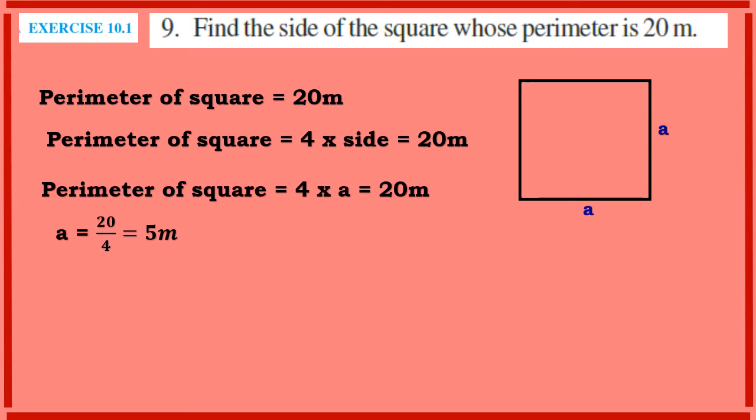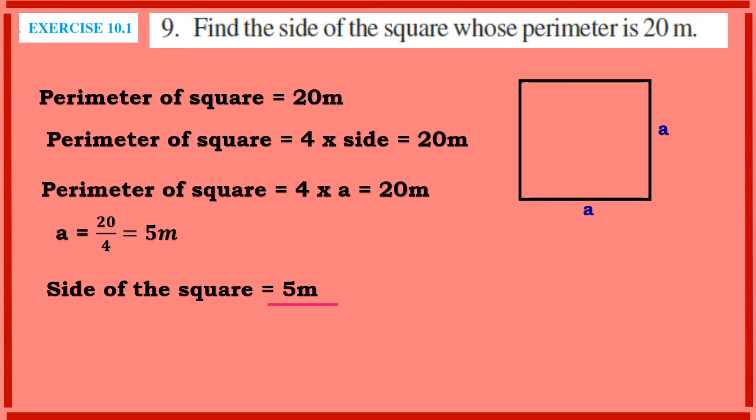So when perimeter is given and you have to find the side of the square, what you have to do? You need to divide the perimeter by 4 because it has 4 sides. So perimeter divided by 4 will give you the side. Once again I will say, perimeter divided by 4 will give you the length of the side of a square. So side of the square is 5 meter.